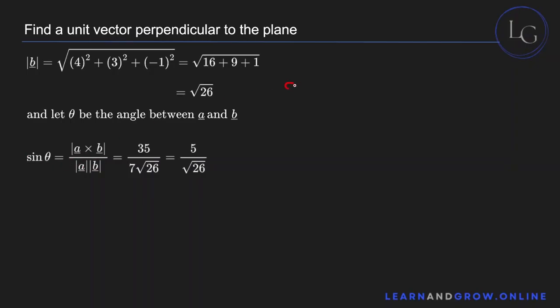You remember this by the formula, which was that the magnitude of a cross b is equal to the magnitude of a into the magnitude of b into sine theta. In the case of the dot product, it was cos theta, but in this case it's sine theta. We already found the magnitude of a cross b, the magnitude of a, and the magnitude of b. Just divide them, and this is what you get. So sine theta is equal to 5 over root 26.